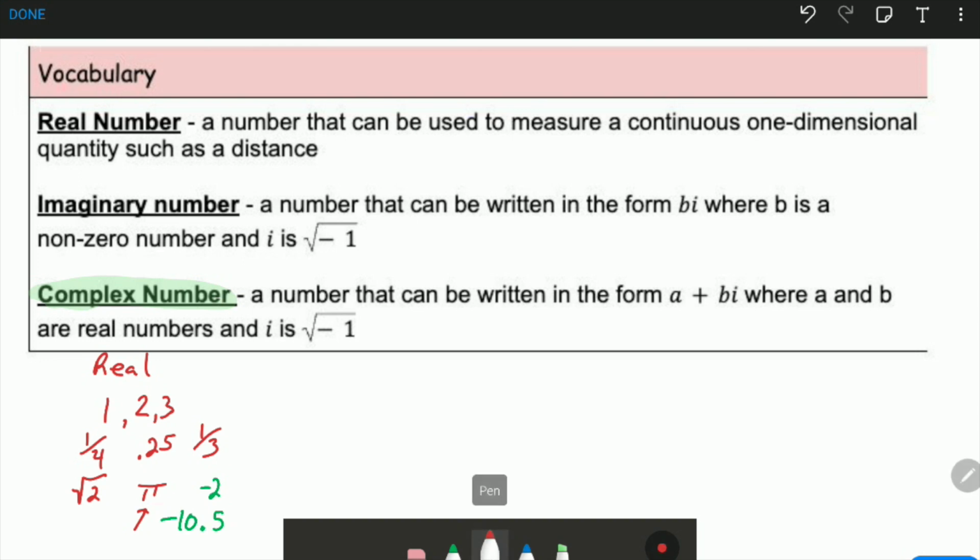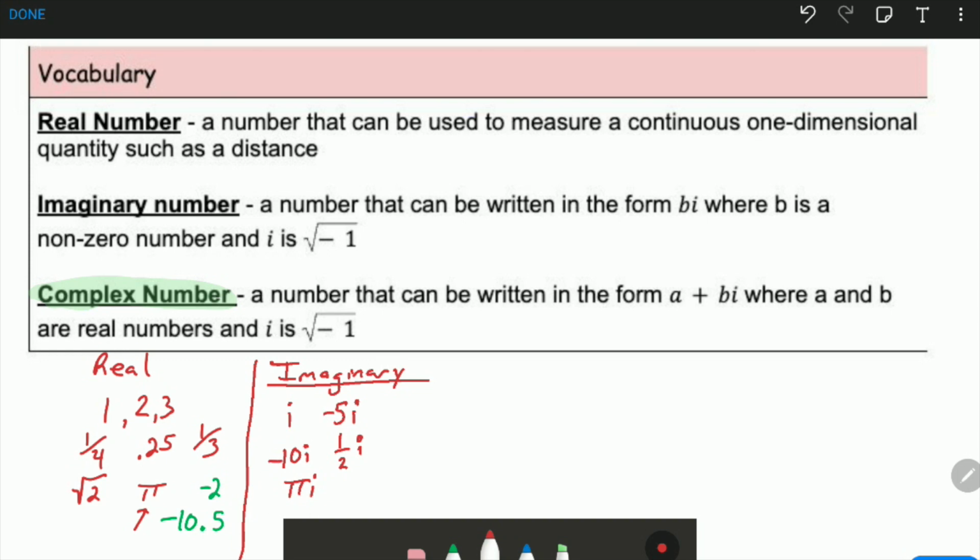Now, we talked about imaginary numbers in the previous lesson. Imaginary numbers are numbers that are multiplied by the imaginary unit i. So the simplest example is just i, but 5i, 10i, 1/2 i, pi i, all examples of imaginary numbers. We can even throw some negatives in there, and they're still imaginary numbers because they're multiplied by that imaginary unit i.